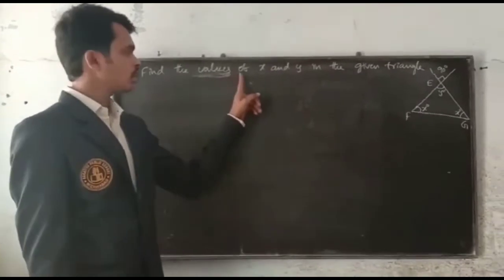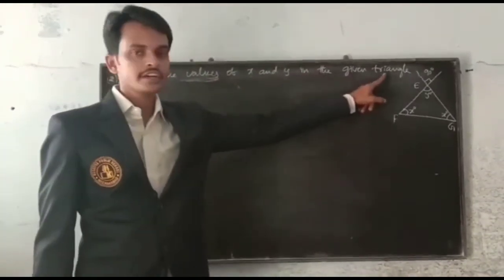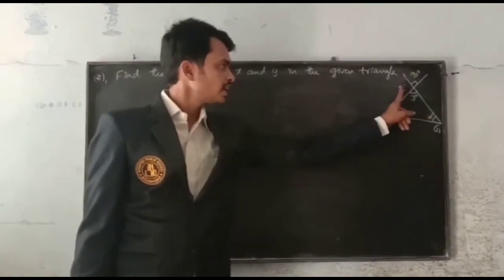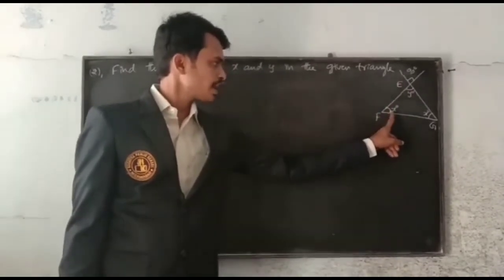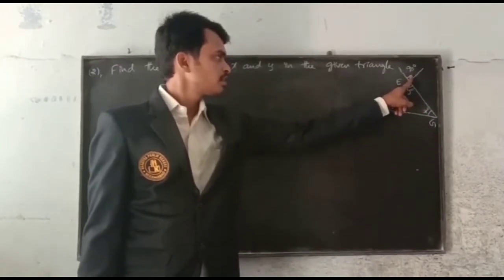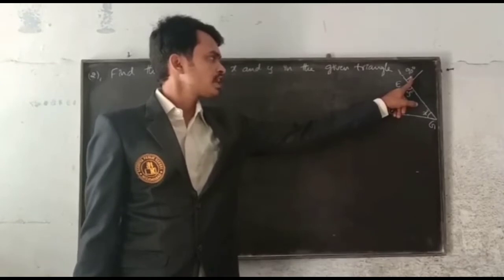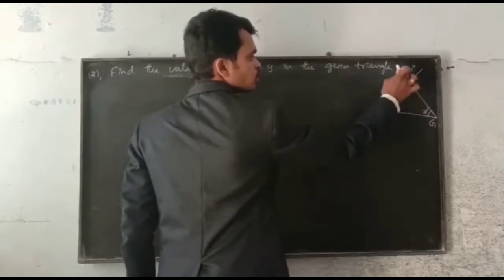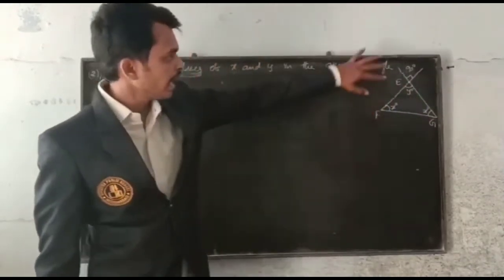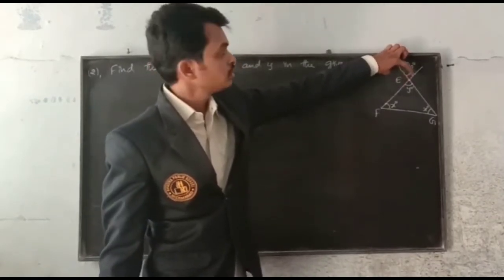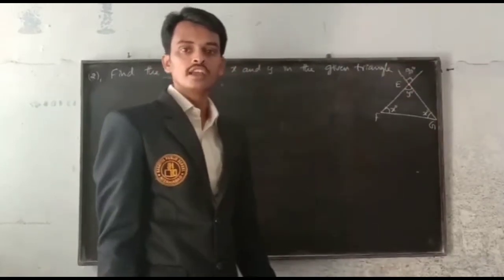So here, second problem: find the values of x and y in the given triangle. So this is a triangle. The triangle is EFG. So the angle E is y, angle F is x, and angle G is also x. The exterior angle in the given figure is 90 degrees. So this angle and angle y have a relation. What is the relation? Here two lines are intersecting, then the angles formed opposite to each other at the point of intersection are called vertically opposite angles.